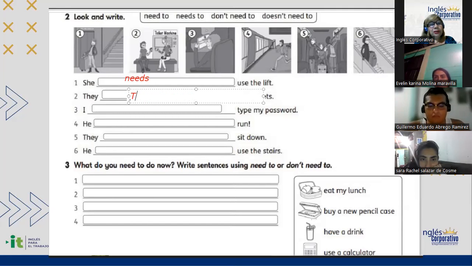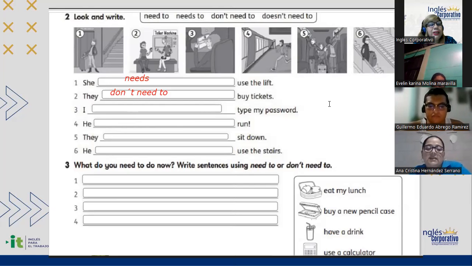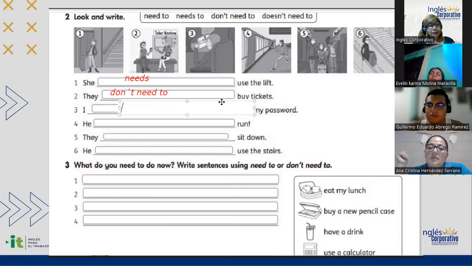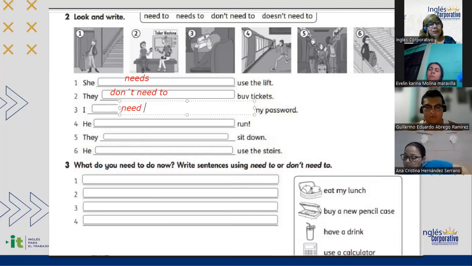Oh, no, they are already there. Don't need to. Agree or disagree? Yes. You agree. Okay, number three. What is it? I don't need to type my password or I need to type my password. I need to type my password. I need to. Need to type.